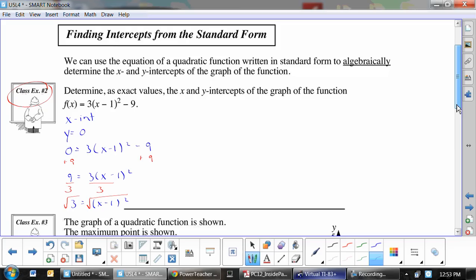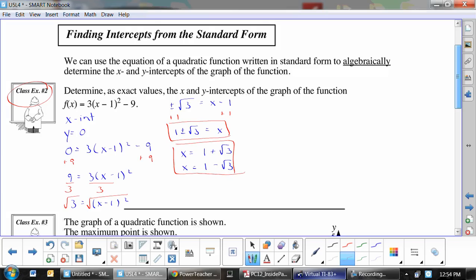So the one thing that's really tricky to remember is that when we take the square root of 3, the result is plus or minus the square root of 3, right? Because even if it was negative, when you square it, it would become positive 3. x minus 1, and then you just add 1 to both sides. And so we get 1 plus or minus the square root of 3 is equal to x. So we have our two x-intercepts. x is equal to 1 plus the square root of 3, and x is equal to 1 minus the square root of 3. So you can write it like this, or you can write it like this. Both are acceptable.